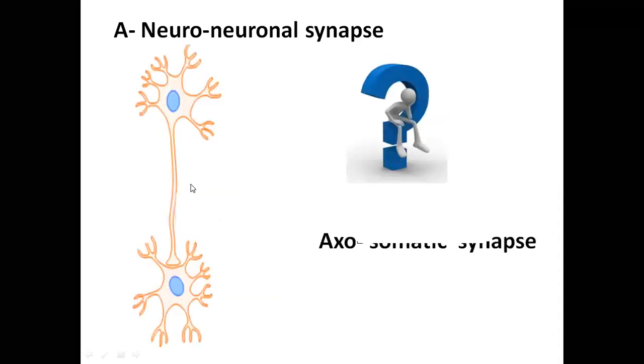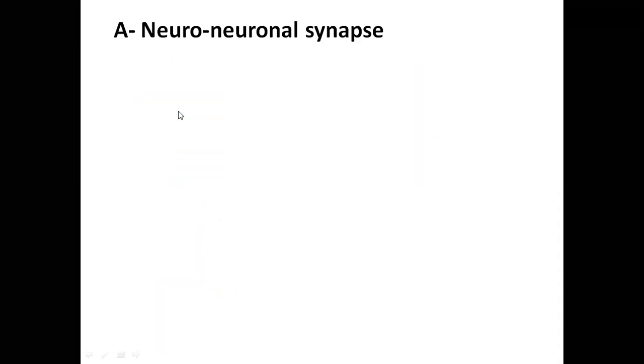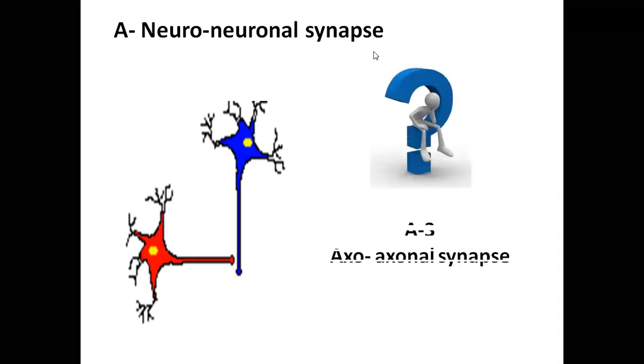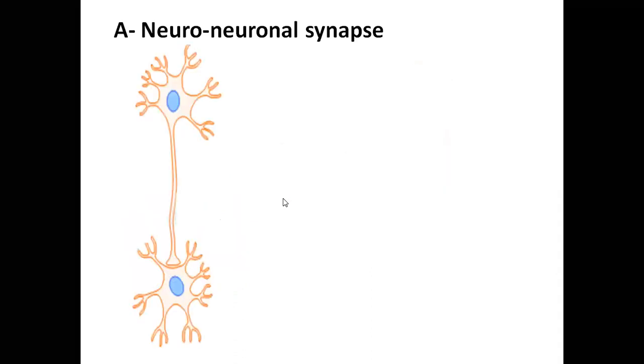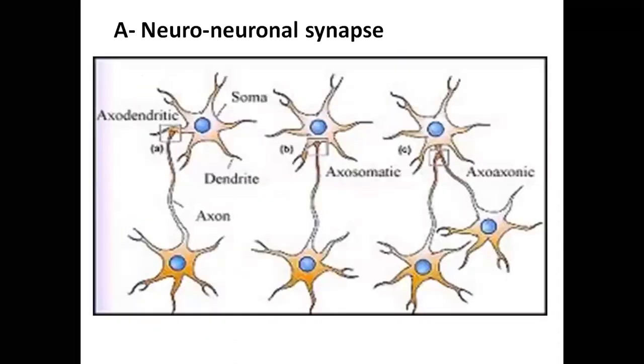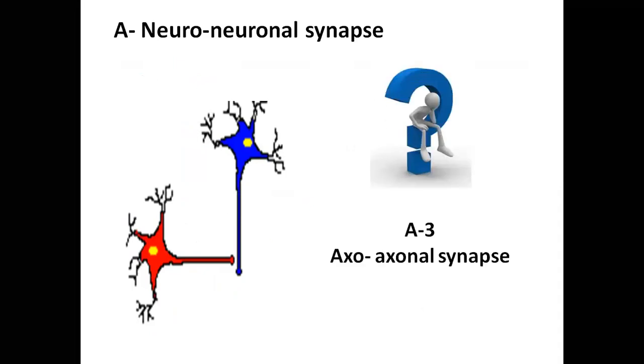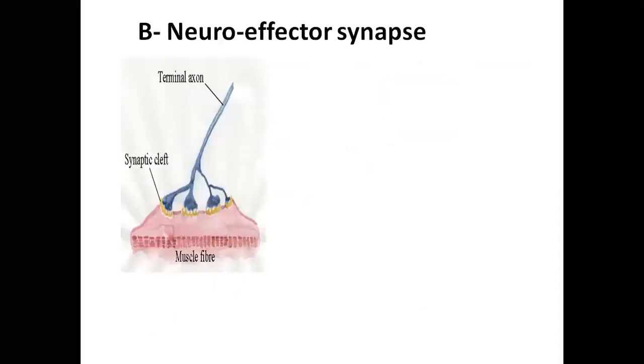Second, between the axon and the soma, it's called axosomatic. And we have the axoaxonal synapse between the axon and the axon. So how many types do we have? We have three: axodendritic between the axon and dendrite, axosomatic between the axon and the soma, and axoaxonal between the axon and another axon of the second neuron. So these are according to their structure.